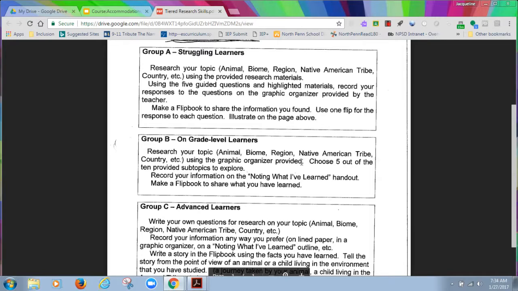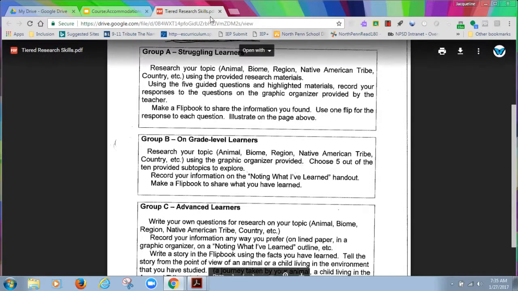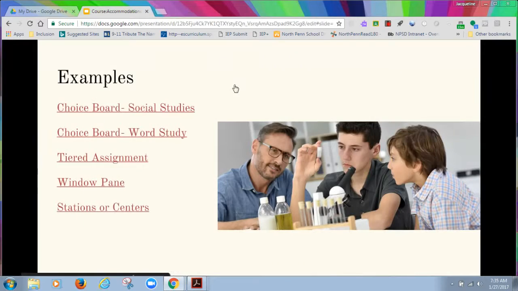And then, varying your assignments for on grade level learners or struggling learners. And there's different ways to structure tiered assignments. You don't have to do it advanced, on grade level, and struggling. So we can definitely provide you with more information related to that.